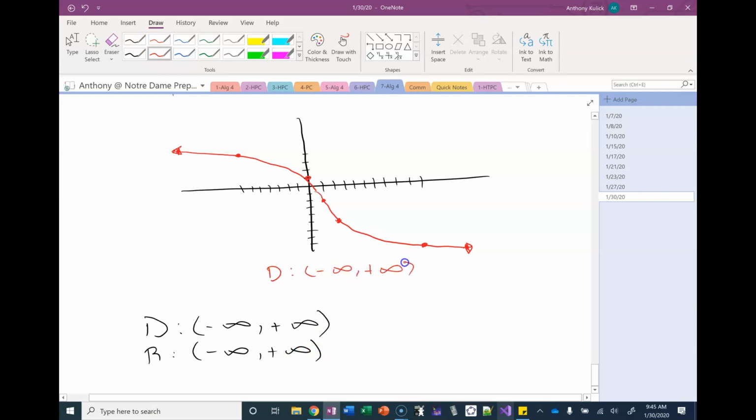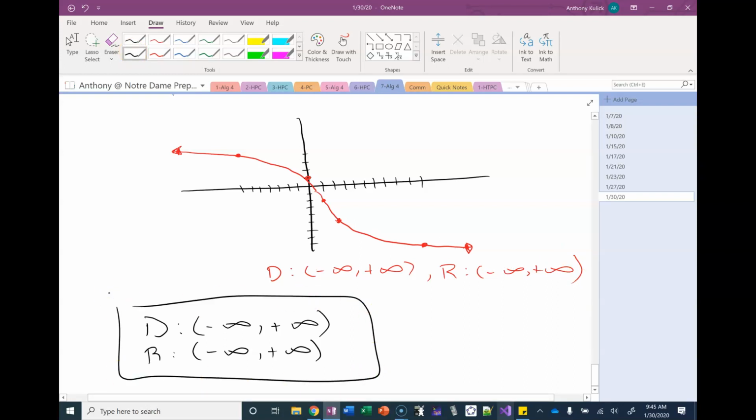That should be easy. Please don't mess this up when it comes to the test and forget this. Because for cube roots, the domain and range are always all real numbers, every single time, for all cube root functions. Let's stop here today.